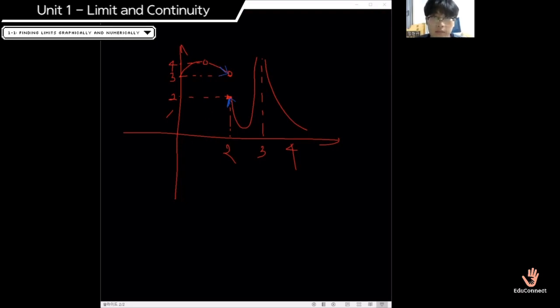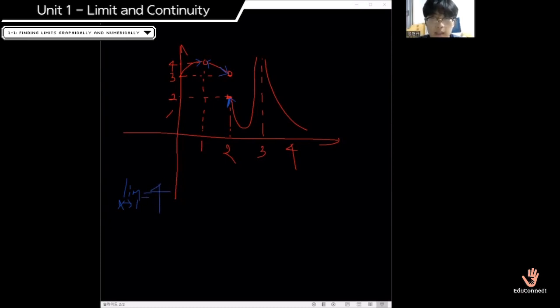Next, let's find the limit as x approaches 1. In this case, the left side and the right side are approaching the same number, which is 4. Left side and right side are the same number. Therefore, the limit as x approaches 1 is equal to 4.